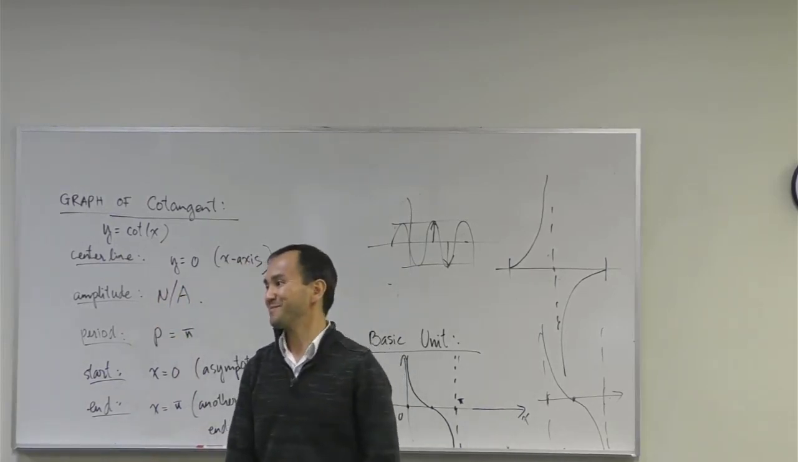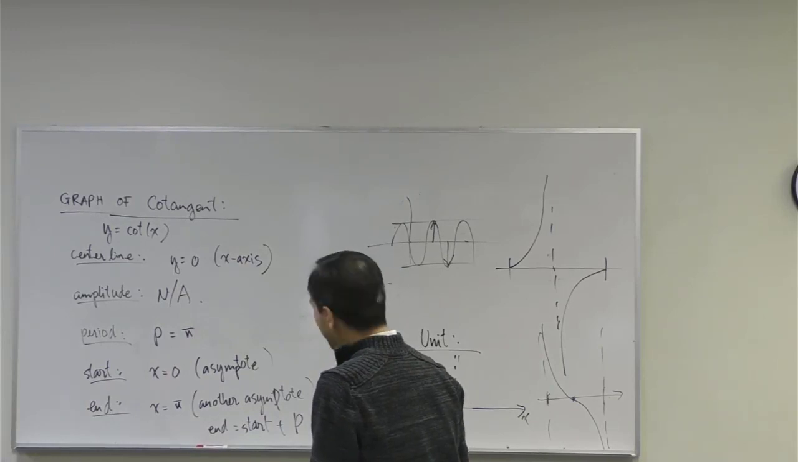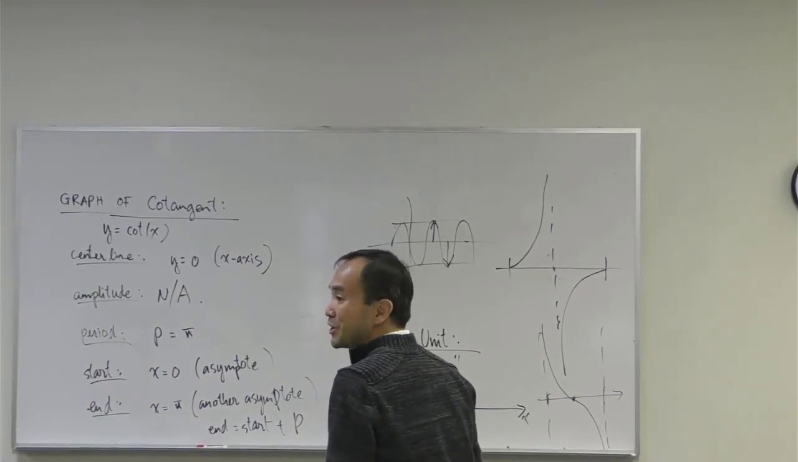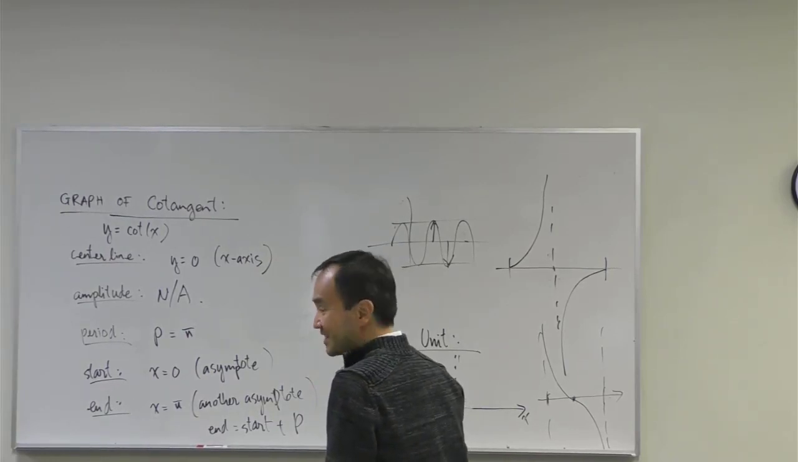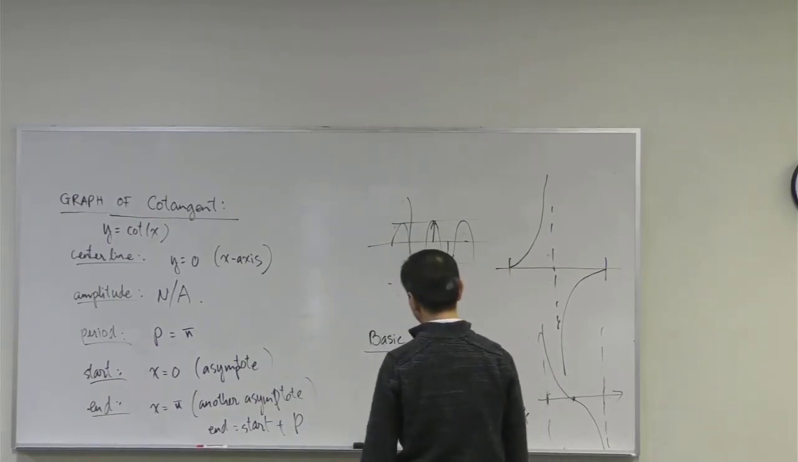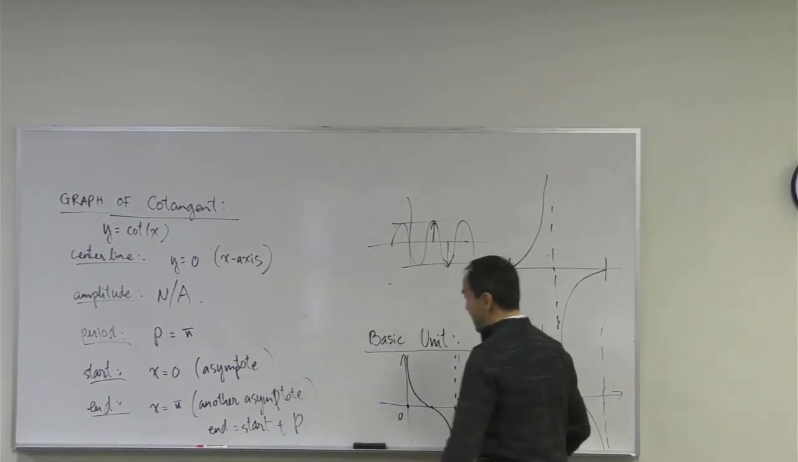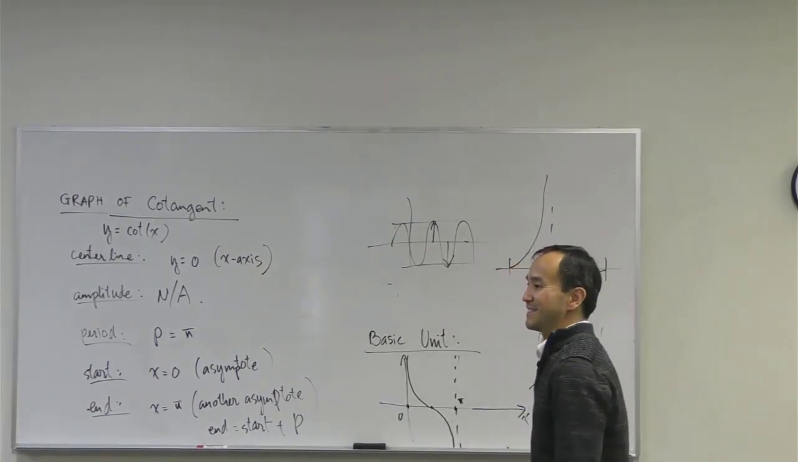Sound good? That's still a vertical scaling, but we don't use that as the concept of the amplitude. So as far as the amplitude here, it's not applicable. There's no way for that. It's just some repetitive graph that keeps growing bigger and bigger away from the center line. Sounds good? All right.